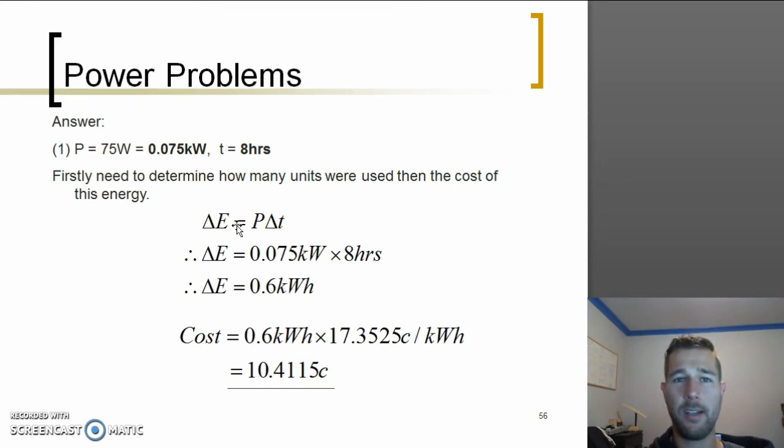Let's work out how much energy the light globe requires. In this case we've got power times time, and we get 0.6 kilowatt hours. Now if we remember a previous problem, we got about 2.16 megajoules, and this equates to the same as 0.6 kilowatt hours. Now finishing off the problem, with 1 kilowatt hour being 17.3 cents, we get our final value of 10.5 cents to run a 75 watt light globe for 8 hours.